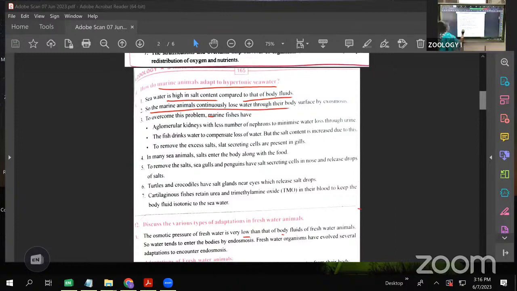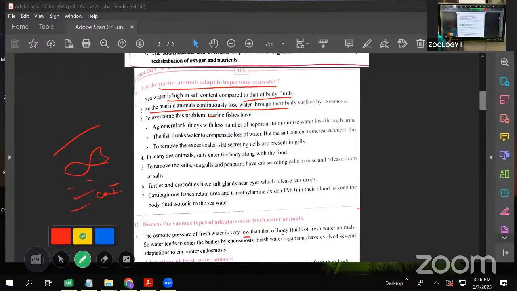For example, take any fish inside the marine water. Outside, the water has a high salt concentration, while in the body fluid the salt concentration is less. That's why water always moves from high concentration to low concentration. So what will happen? The marine animals continuously lose water to the outside.